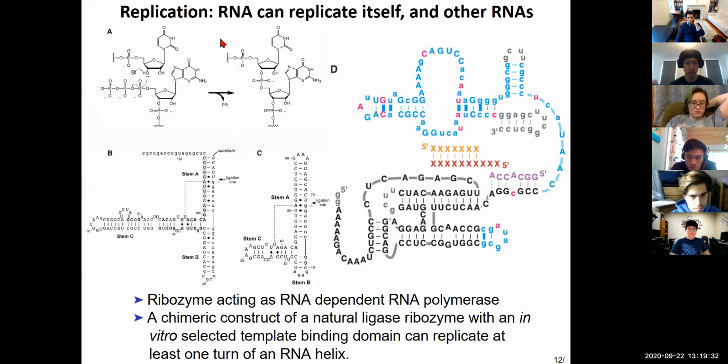RNA can also replicate itself. So this is actually a self-replicating RNA. This is a ribozyme that acts as an RNA-dependent RNA polymerase. It's a chimeric construct of a natural ligase ribozyme with an in vitro selected template binding domain, which can replicate at least one turn of an RNA helix.